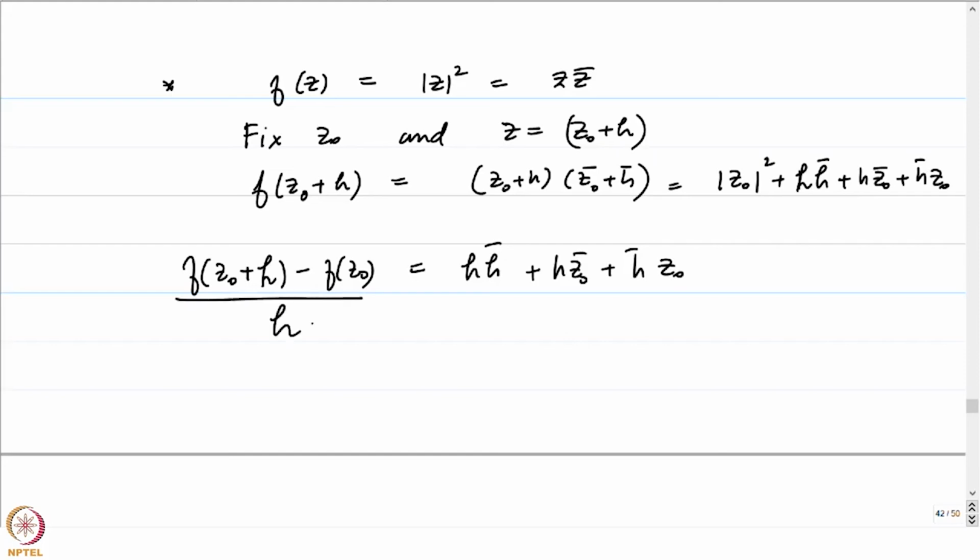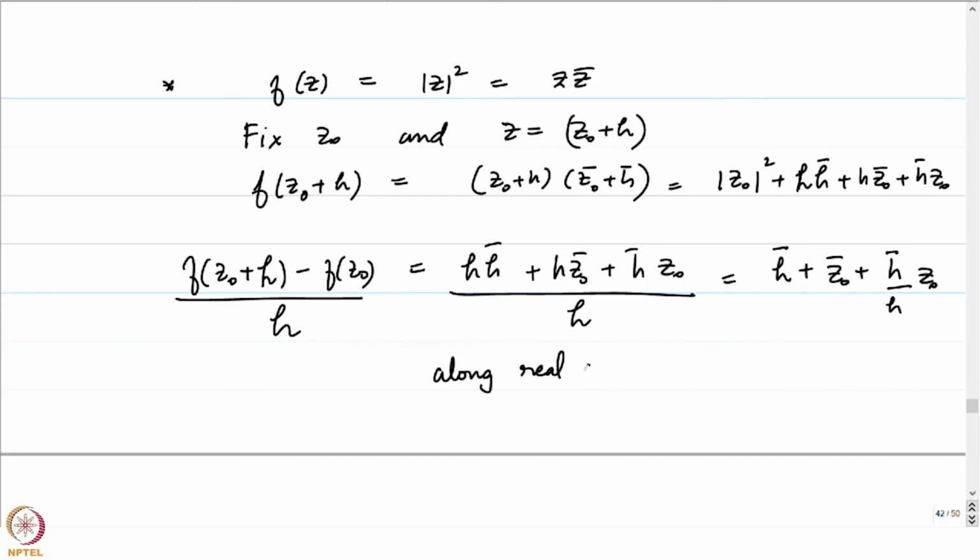And if you look at the ratio of f of z minus f of z naught by z minus z naught, remember the denominator is equal to h, and we have this is equal to h bar plus z naught bar plus h bar by h times z naught. And a similar argument as above tells us that along the real axis, this converges to z naught bar plus z naught, and along the imaginary axis, this converges to z naught bar minus z naught, and both are equal if and only if z naught is 0. So at any point away from the origin, complex differentiability fails for this function.